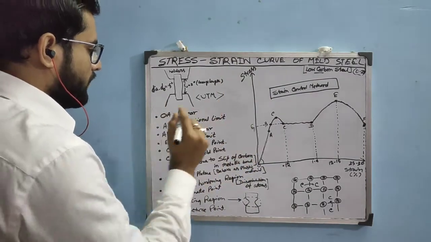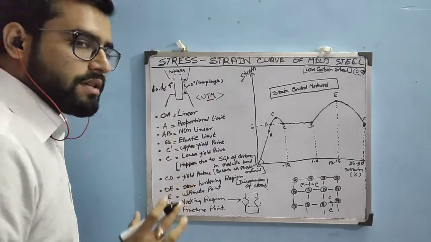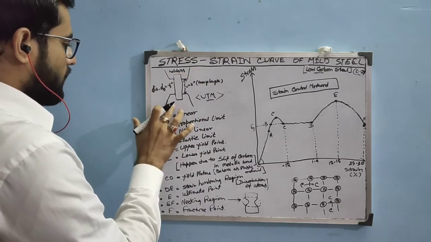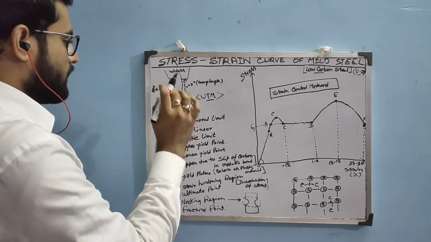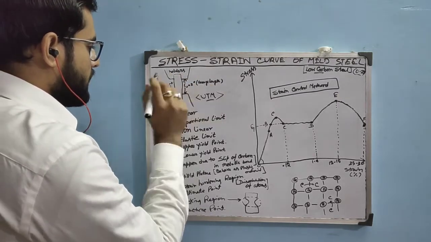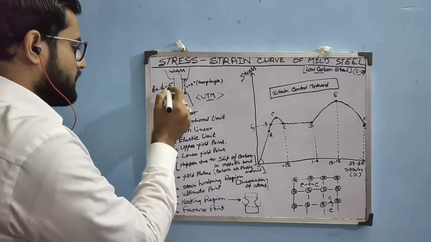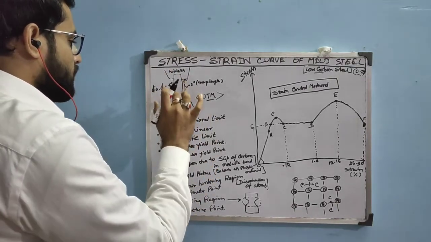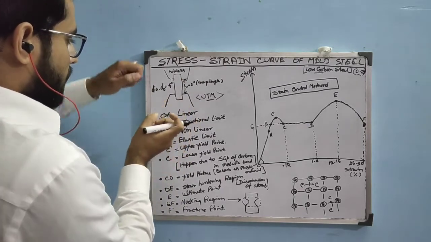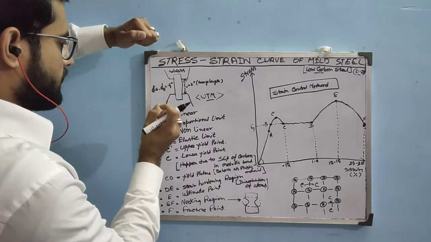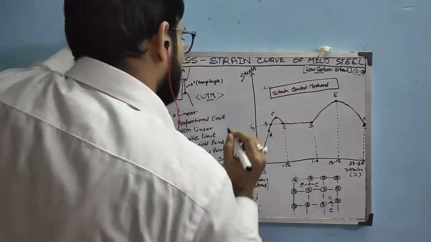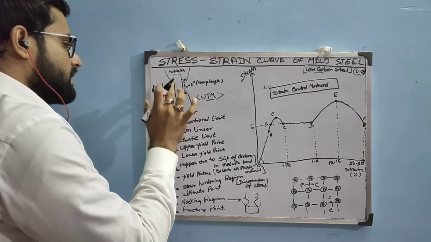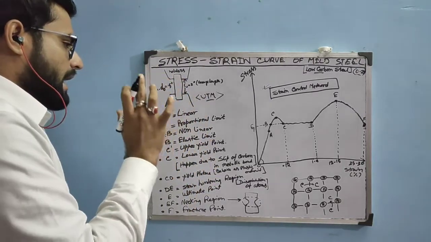The test we perform in the UTM machine. UTM means universal testing machine. In the UTM there are two holders. The length of the specimen, that is called gauge length, is 2 inches, and the diameter of the specimen is 0.5 inches. It is a standard specimen, and the specimen is inserted in between two holders, and then the strain increases because this is a strain control method test. We increase strain in the specimen and we see the stress behavior of the specimen.